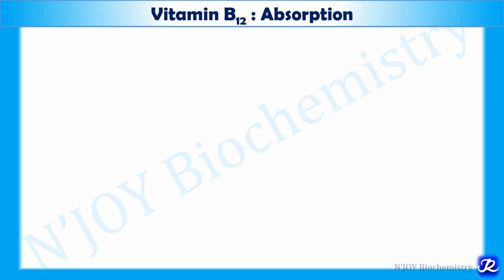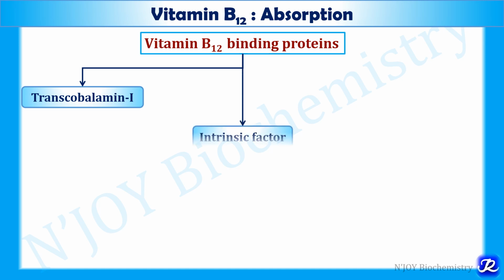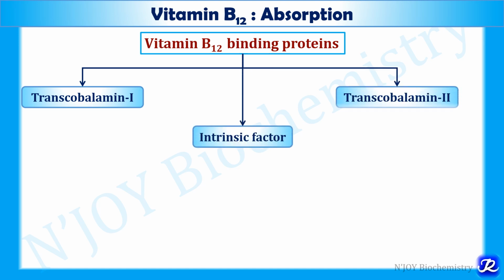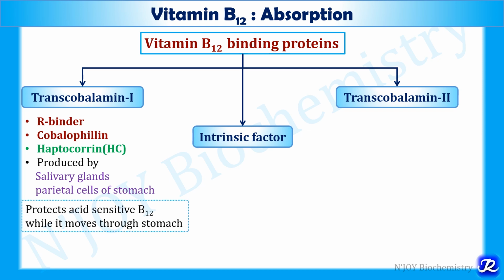Vitamin B12 has a highly specialized mechanism for its absorption, and it involves various vitamin B12 binding proteins like transcobalamin 1, intrinsic factor of Castle, and transcobalamin 2. This transcobalamin 1 was earlier called R binder. It is also called cobalophilin and haptocorrin. This is produced by salivary glands and parietal cells of stomach. What is its role? It protects the acid-sensitive vitamin B12 while it moves through the stomach.